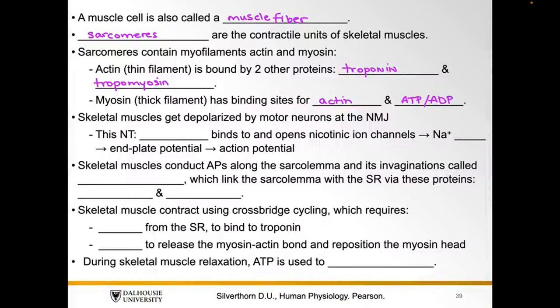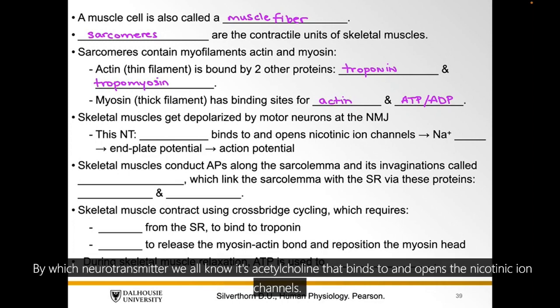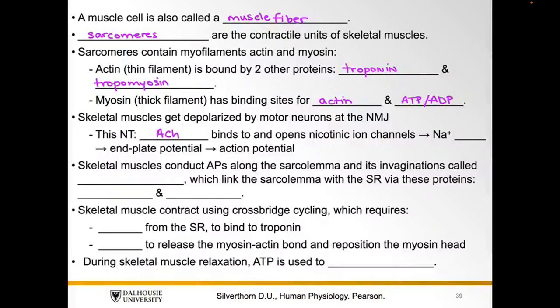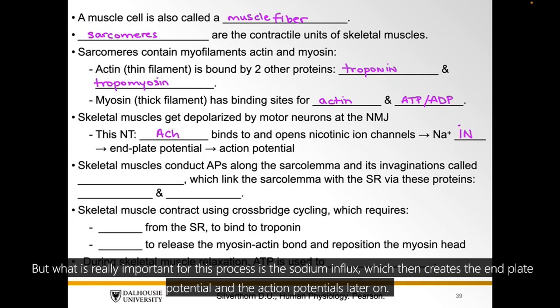or ADP. So during the contraction process, the skeletal muscles get depolarized by motor neurons at the neuromuscular junction. By which neurotransmitter? We all know it's acetylcholine that binds to and opens the nicotinic ion channels. This brings sodium in. We also know that it brings potassium out, but what is really important for this process is the sodium influx, which then creates the end plate potential and the action potentials later on.